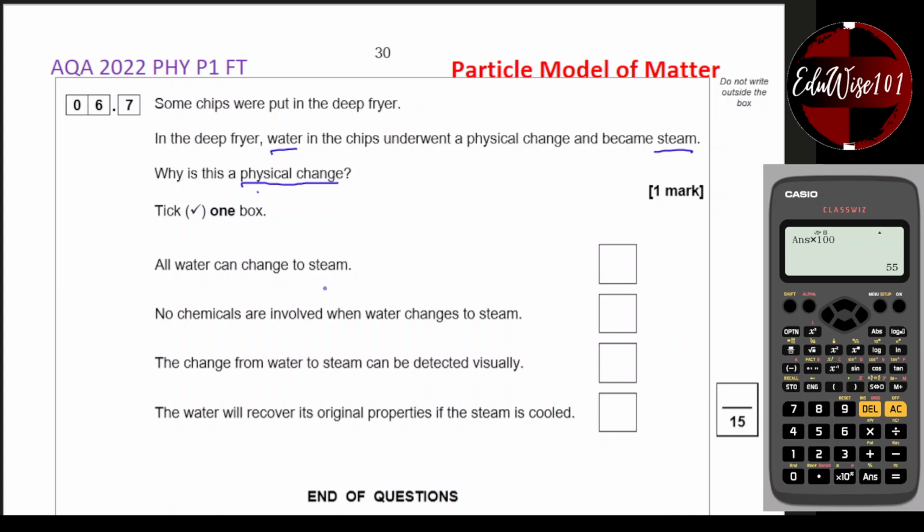All water can change to steam. That's not the reason. No chemicals are involved when water changes to steam. The change from water to steam can be detected visually, or the water will recover its original properties if the steam is cool. That is your answer.